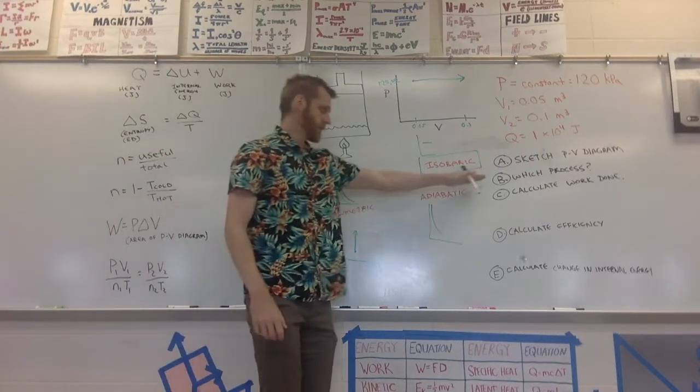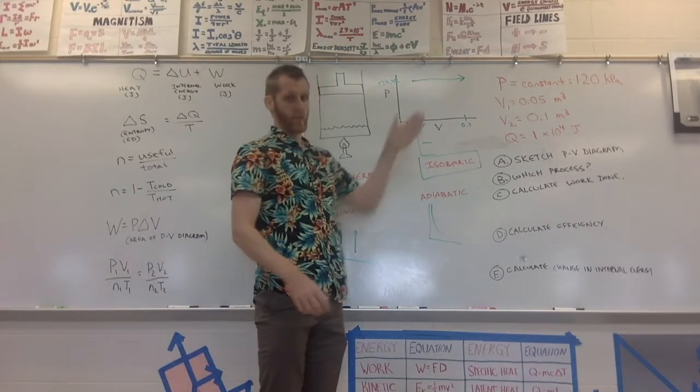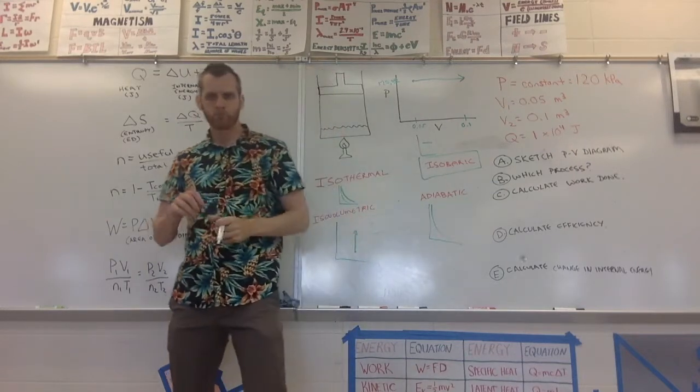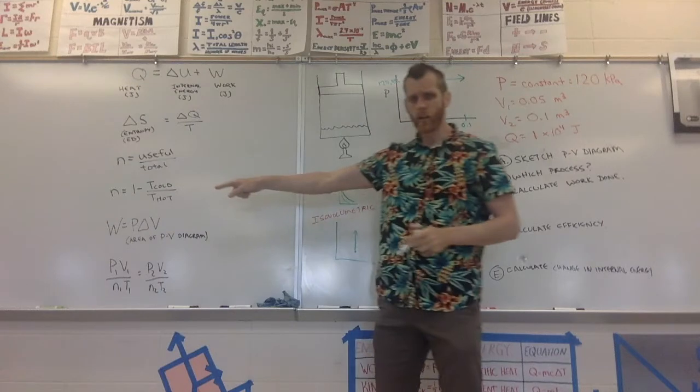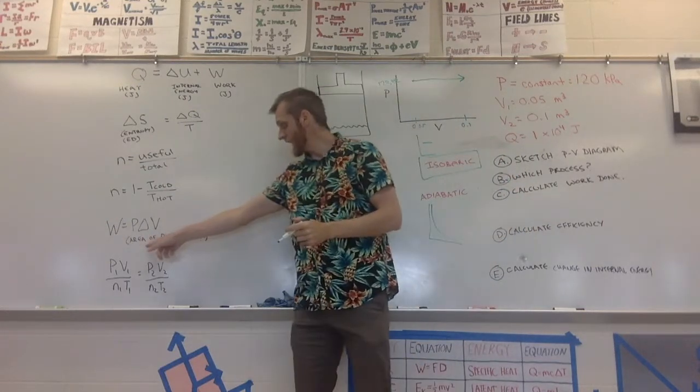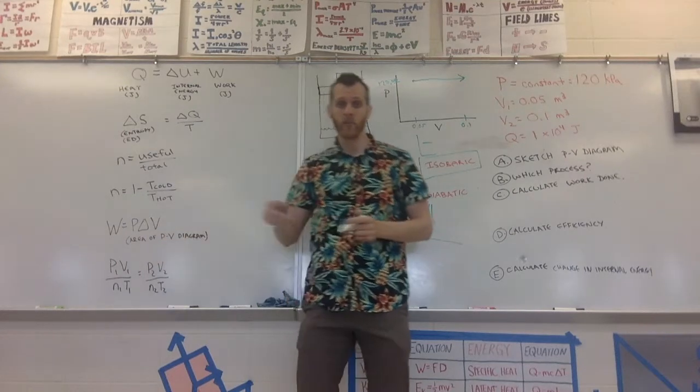So which process is it? Well, it's isobaric because the pressure stayed the same. How do we get the work done? So here's the equation for work. Work is pressure times the change in volume. Or another way to think of it, it's the area under the PV diagram.